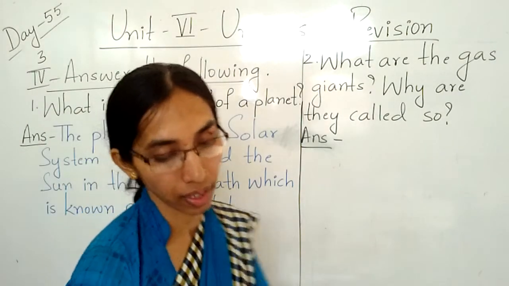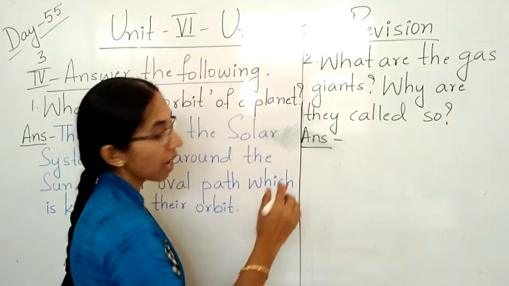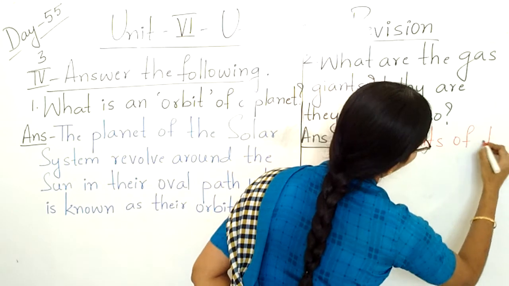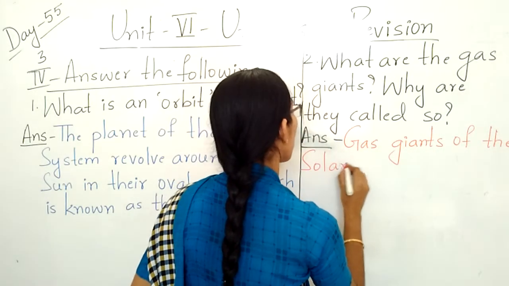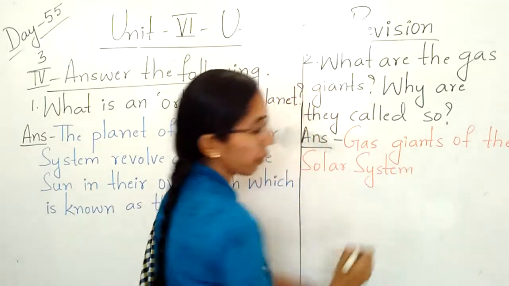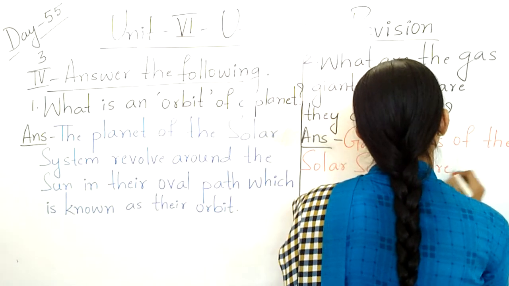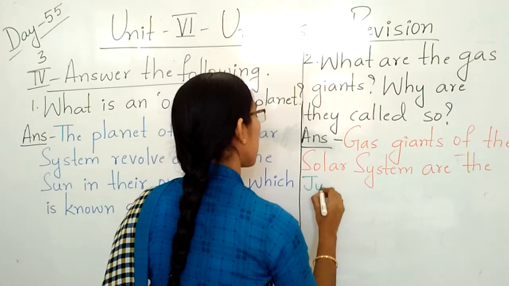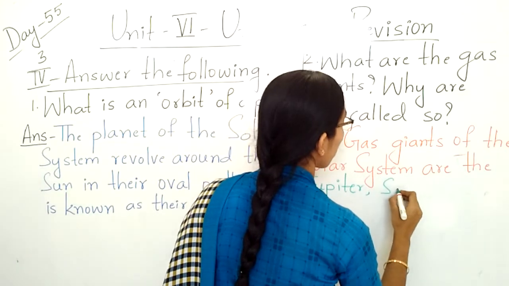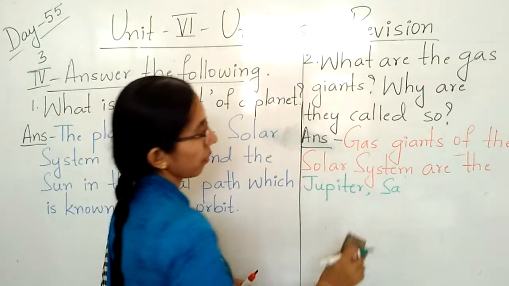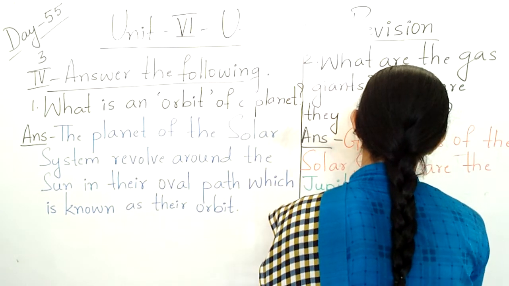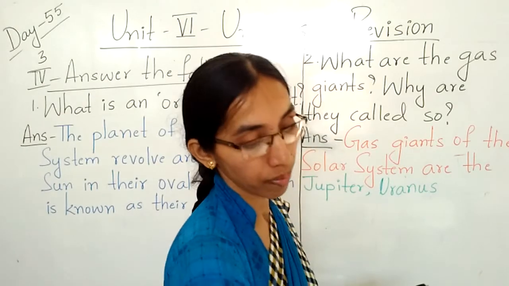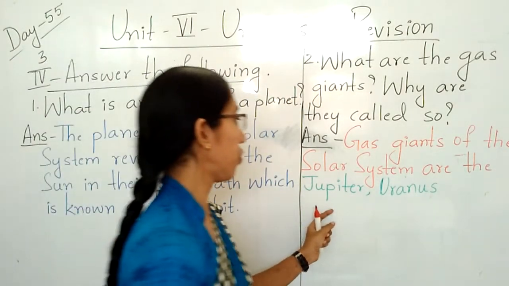Okay, children. So what is the answer here? Gas giants. Tell me, children: Jupiter, Uranus, Neptune. Then one more planet. Tell me.